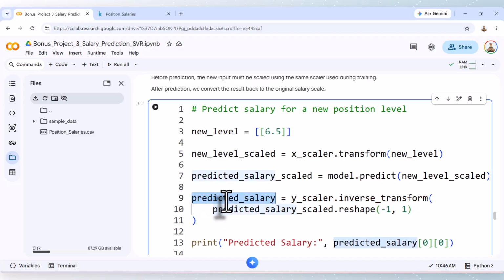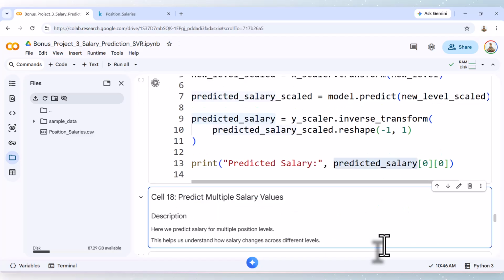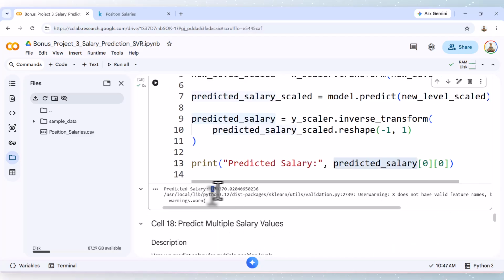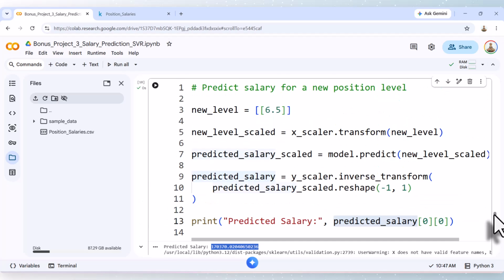Then I am going to print the predicted salary here. So now you can see the predicted salary for level 6.5.